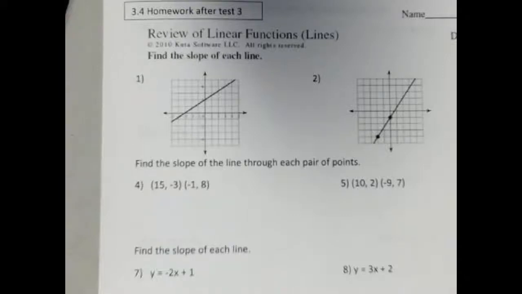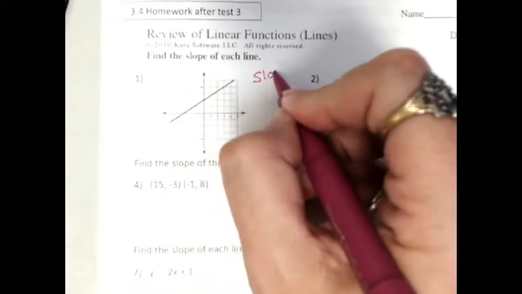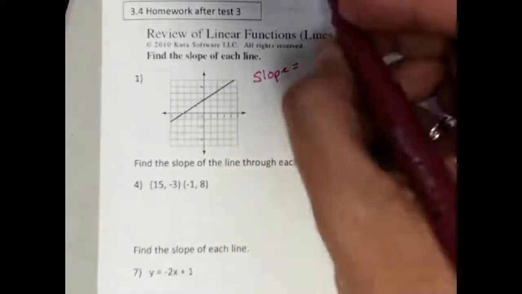Okay, so this is our homework after Unit Test 3, and this is reviewing some information you're going to need for our next unit over graphing lines and slope. So this should be a review, and the first thing we're going to talk about is slope here. And remember that slope is rise over run, so you want to write this information down as I go through it on the video.